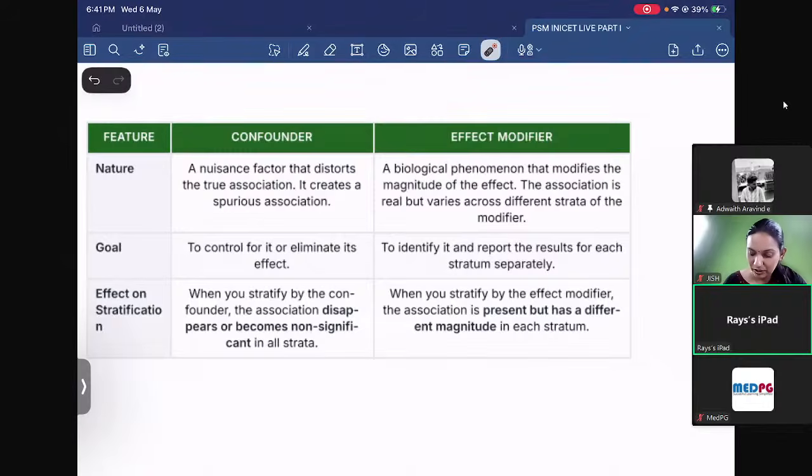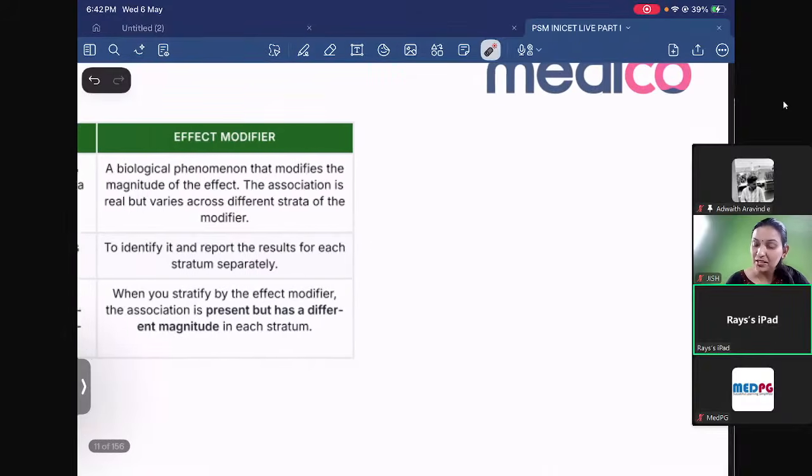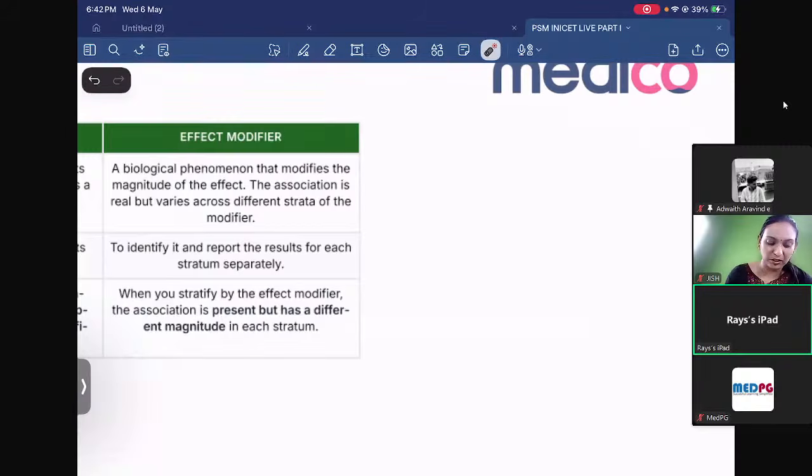So when you do stratification, if the association was due to a confounder, it disappears completely. So once you do a stratification and the association you got initially just vanishes away, that means the association that you got is because of your confounder. Okay. But when you do stratification, if the association is still present but has a different magnitude, either it will increase in magnitude or it will decrease in magnitude, in that case this is due to your effect modifier. It is not because of the confounder. So that is how you can differentiate whether we are dealing with a confounder or an effect modifier.